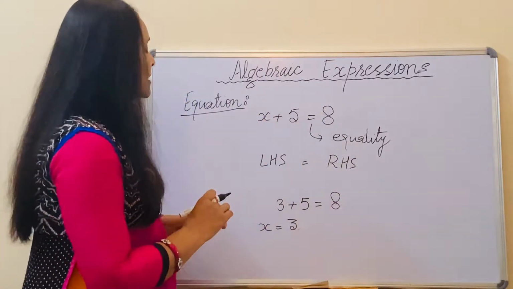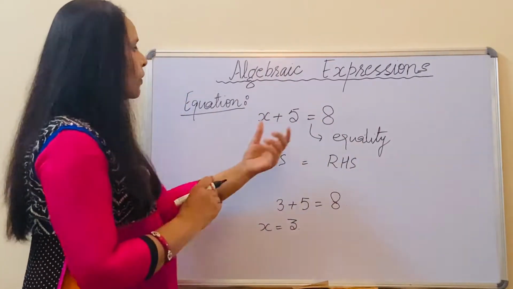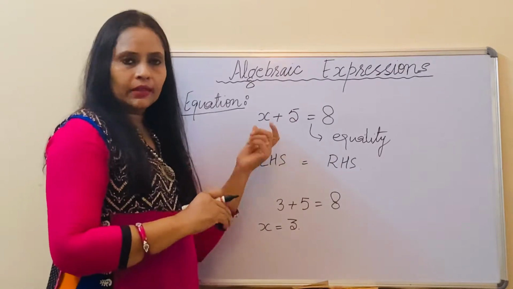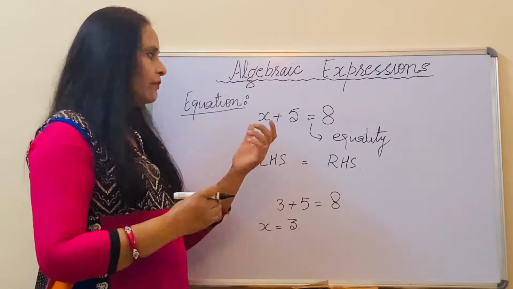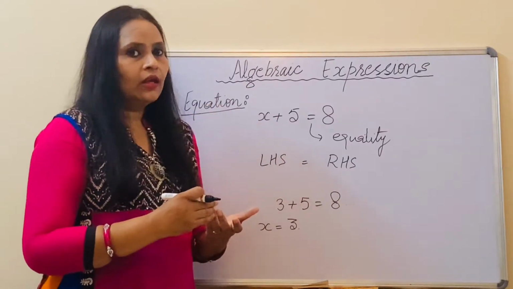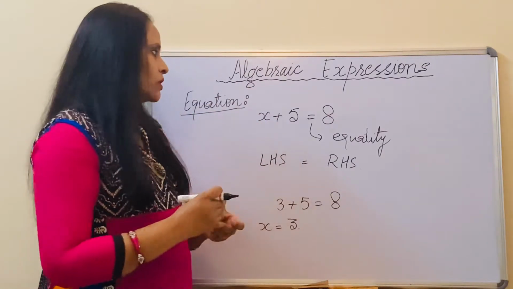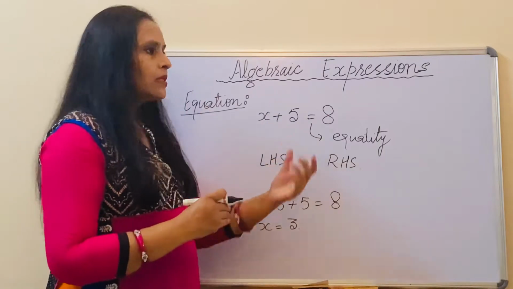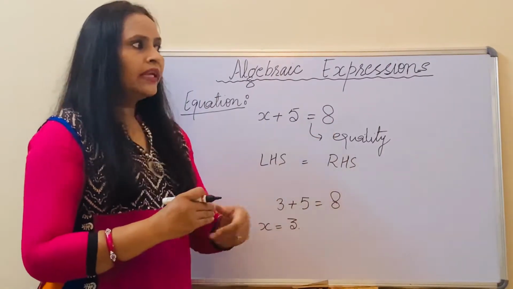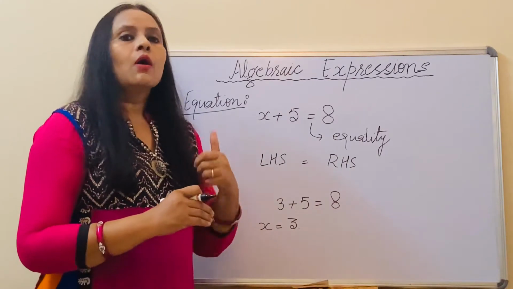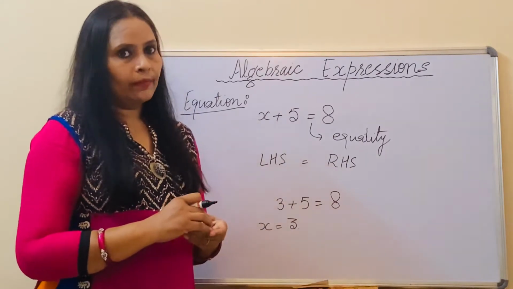Now you see that here we are using only a single variable, that is x. There is no power of the variable, meaning x does not have any powers. So this is a linear equation. This is a linear equation with only one variable.